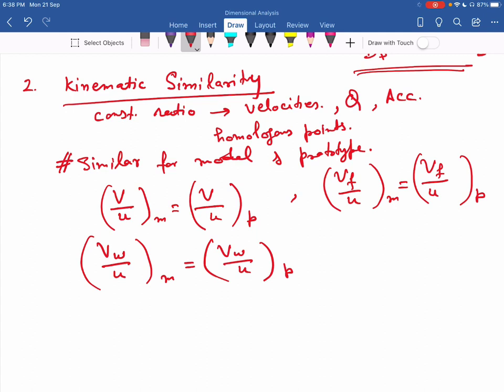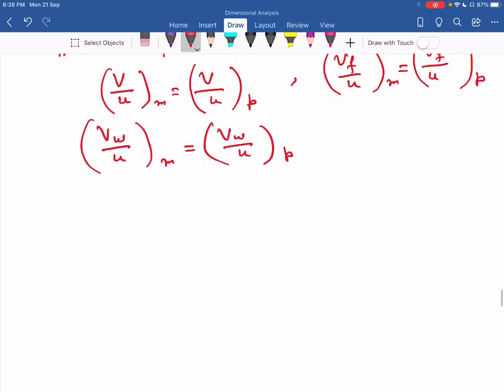Then comes the dynamic similarity. If dynamic similarity exists, you can say there is a complete similarity between the model and its prototype. This complete similarity, or dynamic similarity, we can attain by the dimension analysis method.